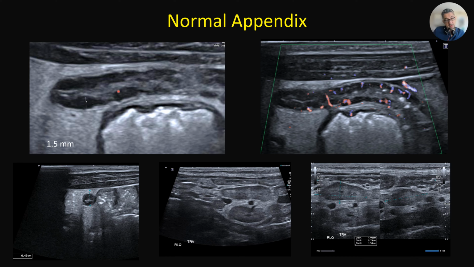Another normal appendix with a markedly thickened lamina propria. So thickened lamina propria, this is lymphoid hyperplasia, but is there appendicitis as well? So let's check. There is some hyperemia. We are seeing this hyperemia in patients with lymphoid hyperplasia. And there are also multiple lymph nodes.